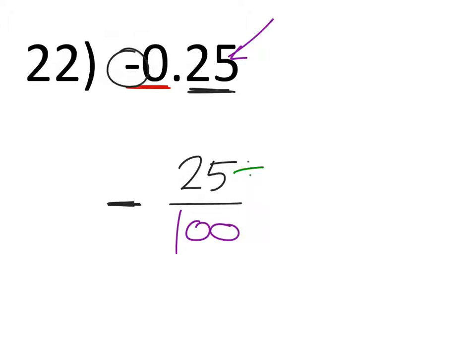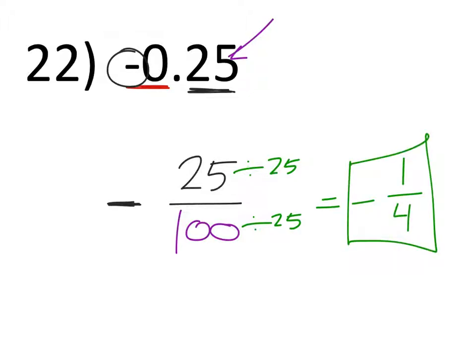We can simplify these by dividing both these by 25. So it becomes negative. 25 divided by 25 is 1. 100 divided by 25 is 4. That's as far as I can simplify that thing.